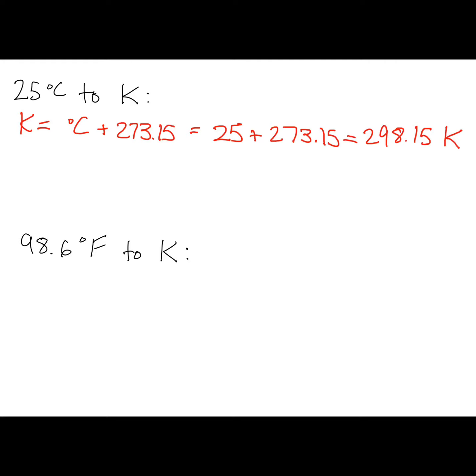And now to do the correct number of sig figs, we have to convert 298.15 into 2 sig figs, which would be 300 Kelvin.